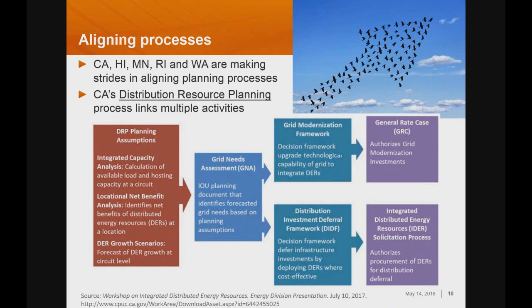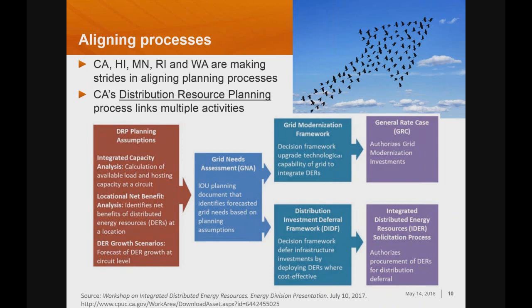So you've got in the red box here, this integrated capacity analysis, which is just like the hosting capacity. So as part of the planning assumptions, it's about calculating hosting capacity at a circuit, then looking at the locational net benefits analysis at a location, and then looking at what are the DER growth scenarios? From there, there's this grid needs assessment where the IOU planning departments say, based on all of this, what are our forecasted grid needs based on these planning assumptions? From there, there's a grid modernization framework about what technological upgrades are needed in order to integrate the DERs. And from there, that could go into a general rate case where the commission would then authorize grid modernization investments. At the same time, there's the distribution investment deferral framework, which is the non-wires alternatives piece that we talked about earlier.